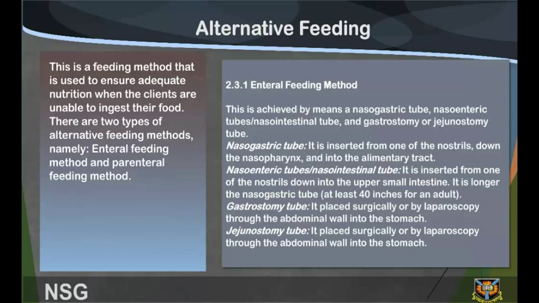It is longer than the nasogastric tube, at least 40 inches for an adult. Gastrostomy tube: it's placed surgically or by laparoscopy through the abdominal wall into the stomach. Jejunostomy tube: it's placed surgically or by laparoscopy through the abdominal wall into the stomach.